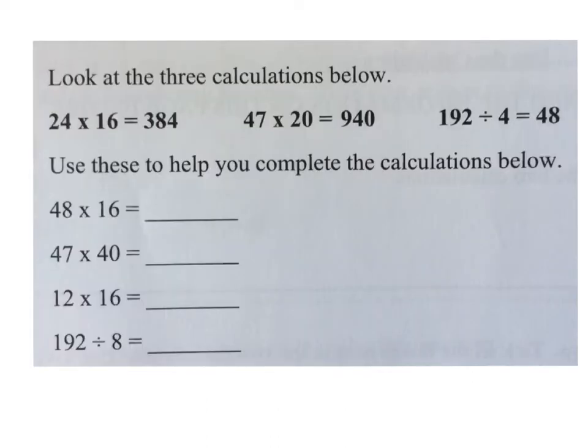Look at the three calculations below. 24 times 16, 384. 47 times 20, 940. 192 divided by 4 gives us 48. Use these to help you complete the calculations below. Our first question then, 48 multiplied by 16. Well, we're going to use this statement. And they have doubled 24 to get to 48. So I need to double that 384 answer. So 384 doubled. So I'm just going to add on another 384.